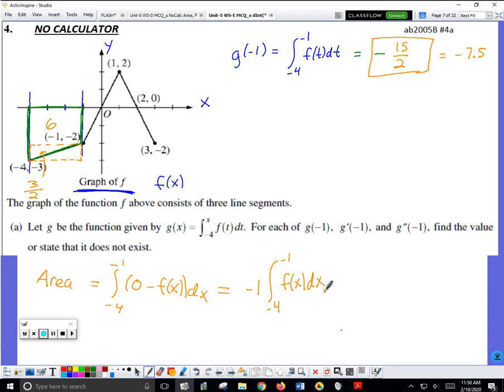So we figured out that this integral's value is negative 7.5 multiplied by the -1. The area would become positive 7.5. But the integral's value is definitely negative 7.5. 2 points. Harrison, question? Good.